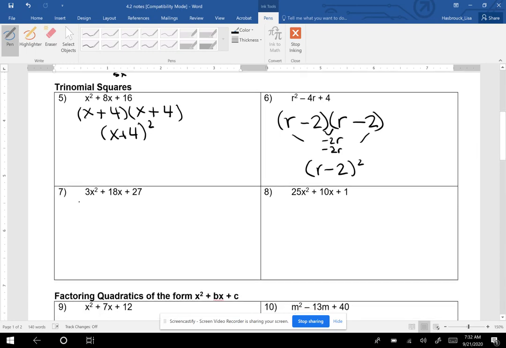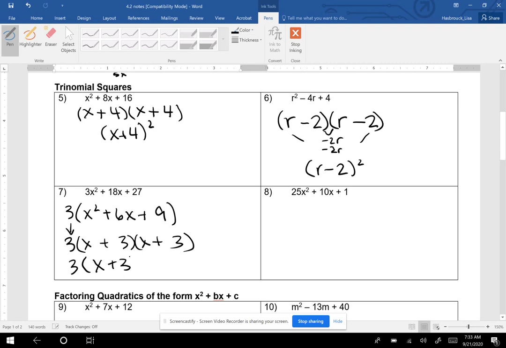For number 7, the first thing I want to do is take a 3 out of all of these terms, because I notice they're all divisible by 3. This will make it a little easier. If I do that, I get x squared plus 6x plus 9. Now, I just have to worry about factoring x squared plus 6x plus 9. I'll still bring that 3 down in front of my two sets of parentheses. So now looking at this new expression, x squared is x times x. 9, if we do 3 times 3 and make them both plus, will also give us the 6x in the middle. Again, we have two sets of parentheses that are the same. We can write this as 3 times x plus 3 squared.